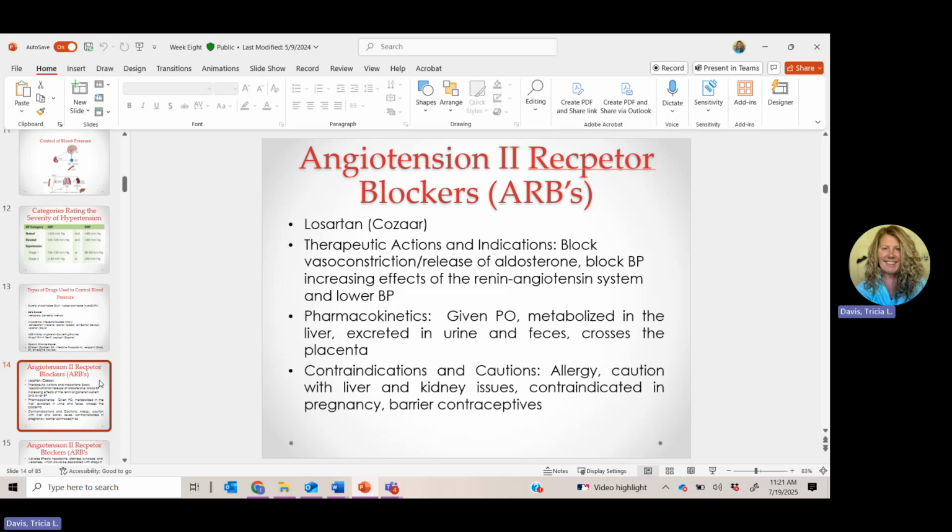Most of these are given PO, okay? Contraindications. We have to be careful, obviously, because we're thinking about that angiotensin system. This works on our kidneys. So if we have kidney issues, liver issues, we just have to be careful.